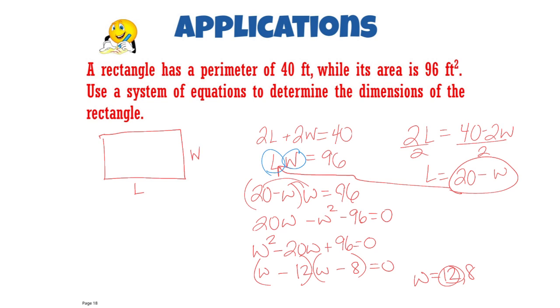If we wanted to assume the length is the longer one, then I'd say that the length is equal to the 12 feet and the width would be equal to the 8 feet. Ultimately, it's an 8 by 12 rectangle.